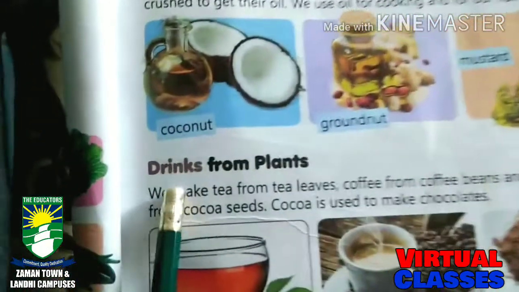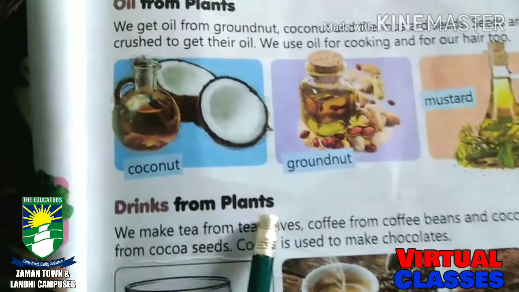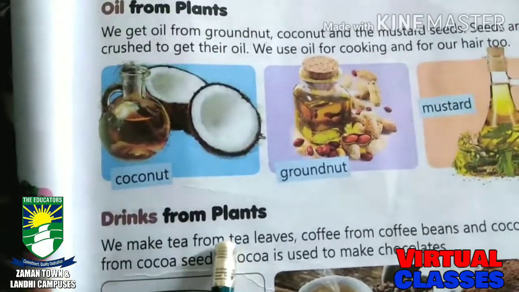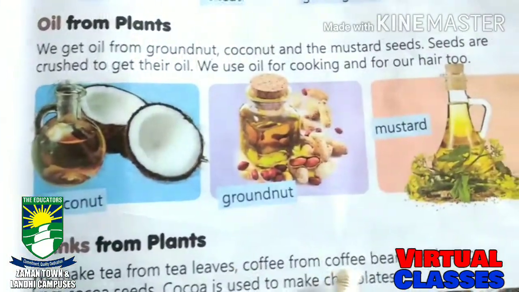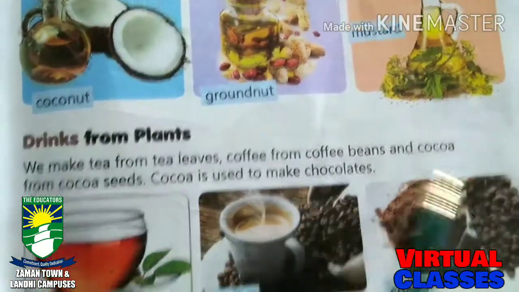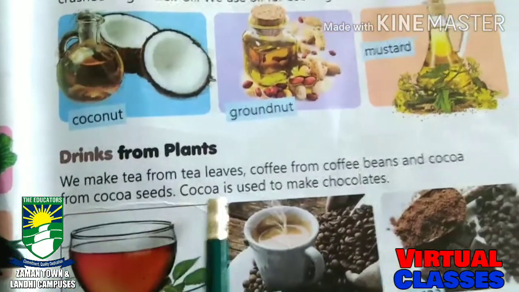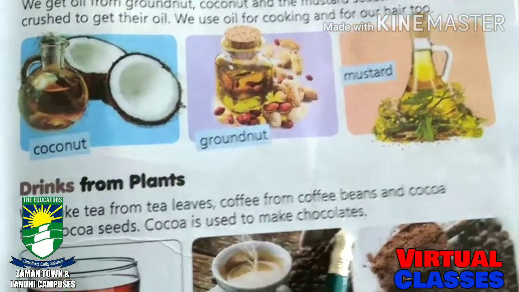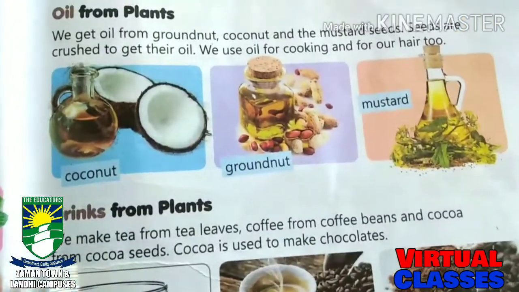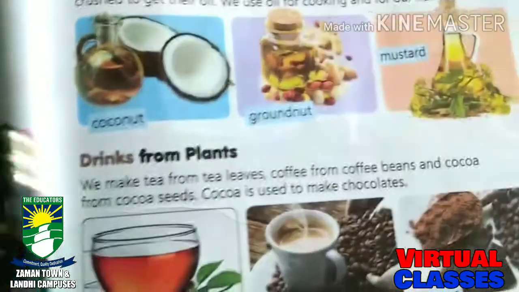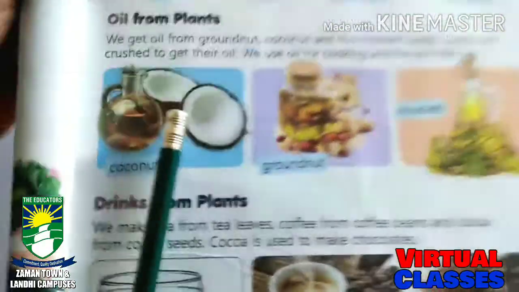Now, let's talk about the next heading, drinks from plants. We make tea from tea leaves, coffee from coffee beans and cocoa from cocoa seeds. Cocoa is used to make chocolates. These are the types of drinks that we get from plants.